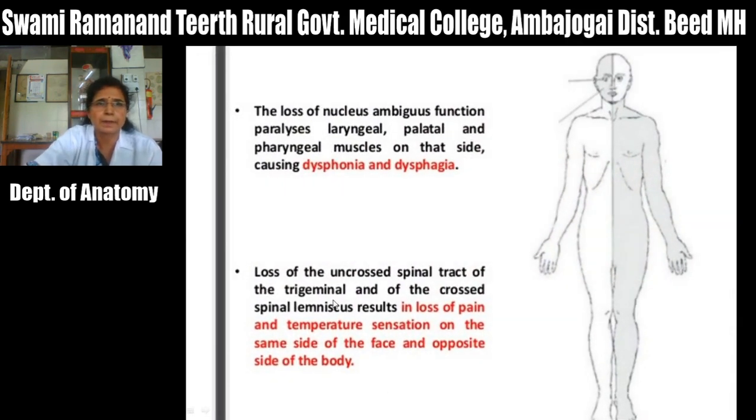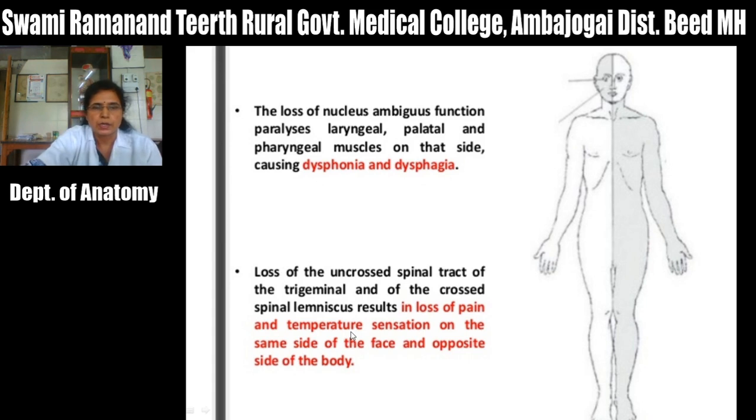that leads to, that is due to the damage to the nucleus ambiguus. So what is affected? There is loss of function of the pharyngeal, laryngeal, palatal muscles of the same side, because the nucleus ambiguus through the 9th, 10th and 11th cranial nerves supplies muscles of the soft palate, pharynx and larynx of the same side, and that leads to dysphonia and dysphagia. Here in this diagram you can see that the same side is affected.